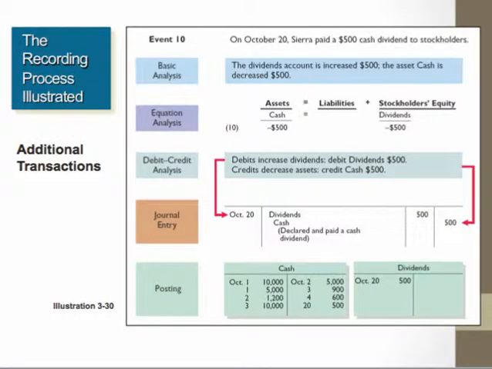Event 10, Sierra pays $500 cash dividends to its stockholders. So cash goes down, but dividends goes up. So if we go back to our chart, an increase to dividends is a debit. A decrease to cash is a credit. So debit dividends $500, credit cash $500.